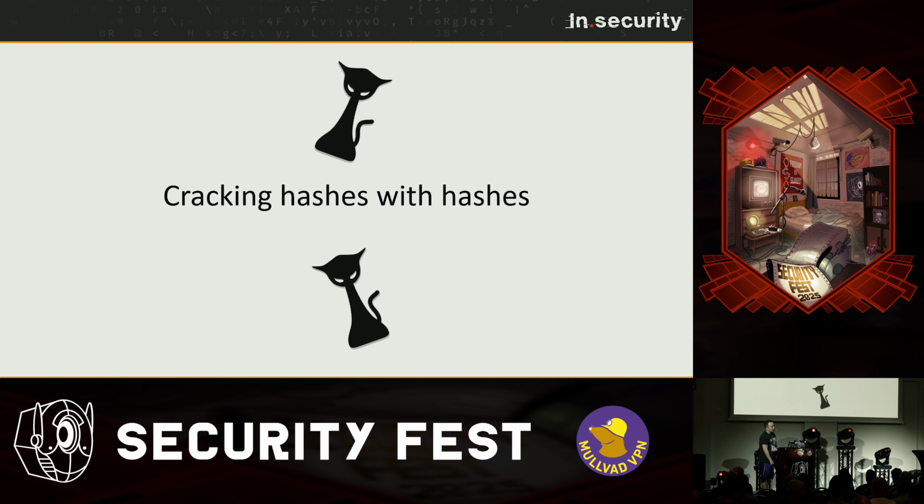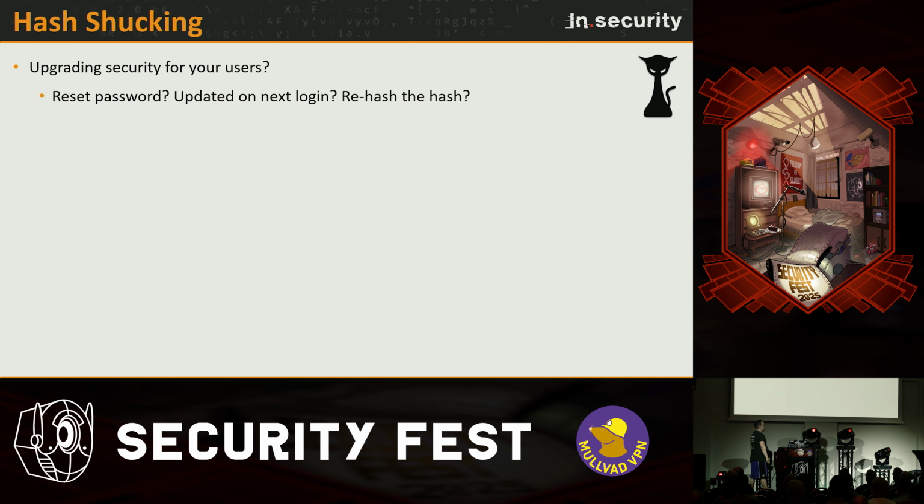The next step in our journey, cracking hashes with hashes, blew my mind when I first heard about this. So, let's say you are looking to upgrade the security of your users and your application. You're currently using MD5 or something else. You want to go to bcrypt, a very common, very solid, very cracking-resistant algorithm. Okay, what do you do? Do you reset the passwords for all your users and annoy a lot of people?